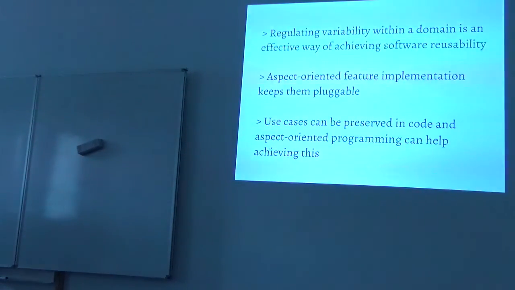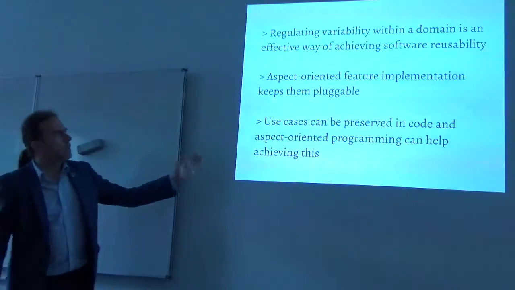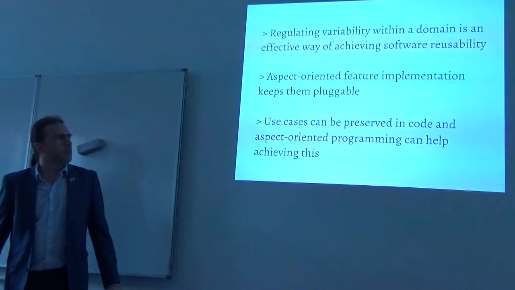So regulating variability within a domain is an effective way of achieving software reusability, as we saw. We saw that aspect-oriented feature implementation keeps them pluggable. And we saw how use cases can be preserved in code, and aspect-oriented programming can help achieve this.